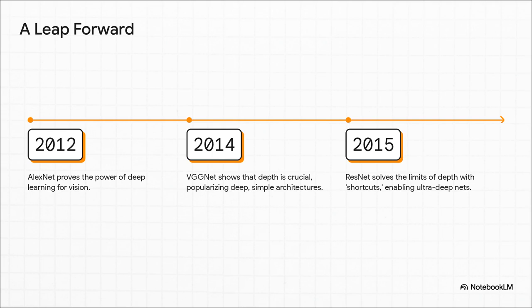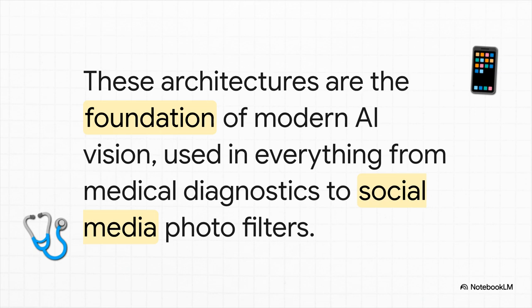In 2012, AlexNet kicks the door open and proves deep learning is the future. Just 2 years later, VGGNet shows us the path forward is to go deep with simple parts. And then just 1 year after that, ResNet gives us the brilliant tool, that skip connection, to go as deep as we could ever want. It's wild. And here is the most important takeaway.